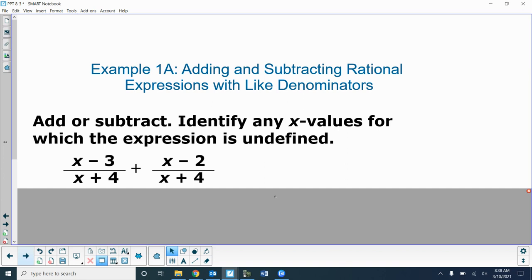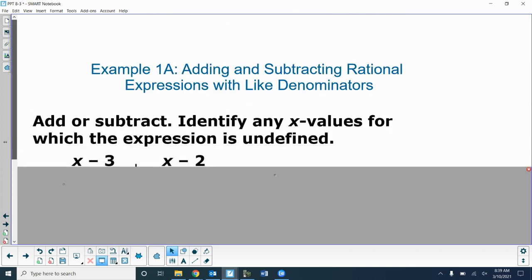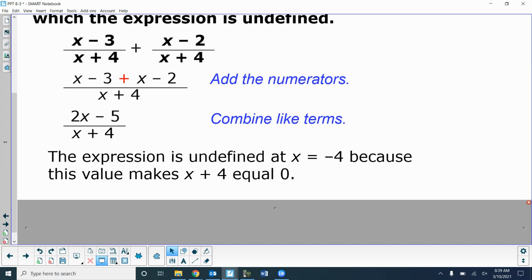Okay. We have a common denominator already, so can I add those? Yeah. Right? So what's x plus x? 2x. What's -3 plus -2? -5. So my numerator is going to be 2x minus 5 over x plus 4. What are the restrictions? What makes the denominator 0? -4, right? So we're going to write x cannot equal -4.